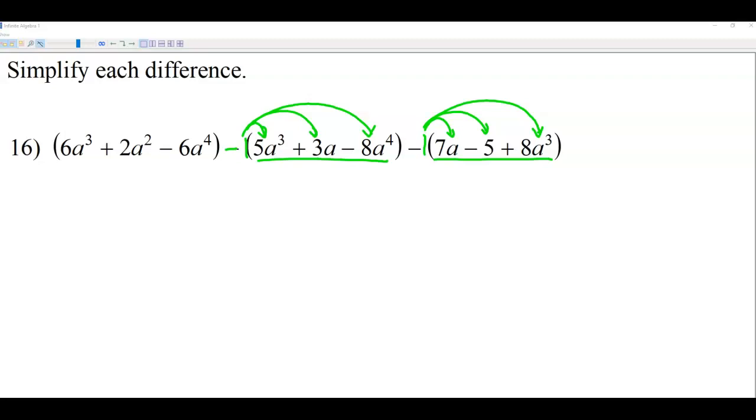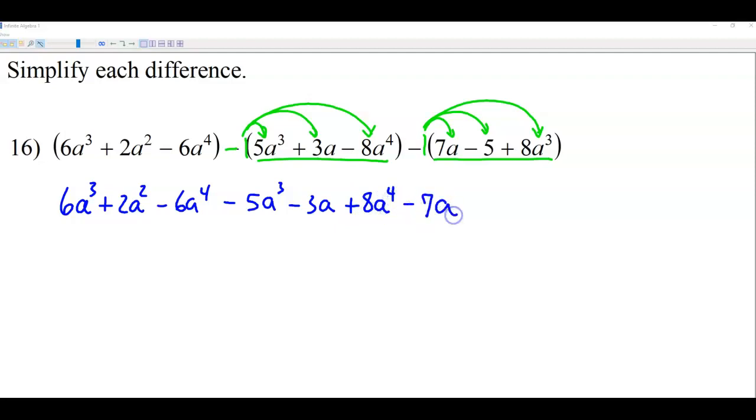The first one will not change its signs because we're not distributing. There's no negative in front of this first polynomial, so all these 3 stay the same. But the rest are going to change their signs. So we have negative 5a cubed minus 3a plus 8a to the fourth minus 7a plus 5 and minus 8a cubed. And now we just get to find all of our like terms.